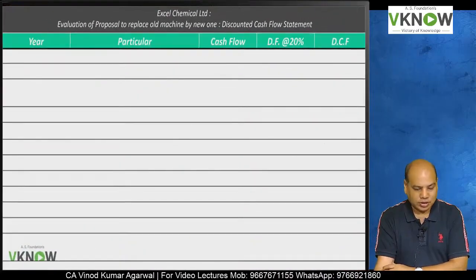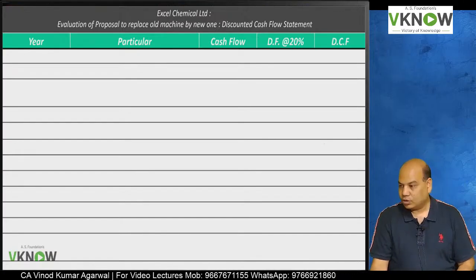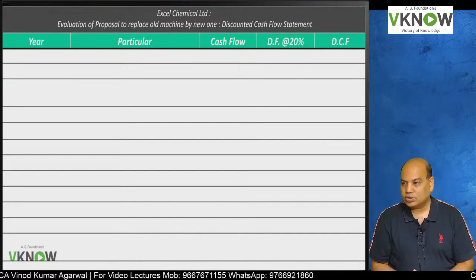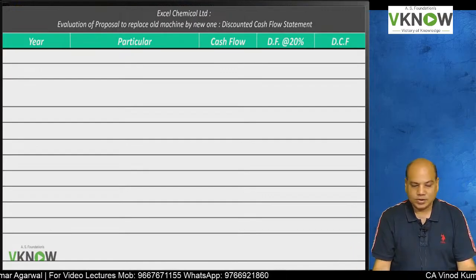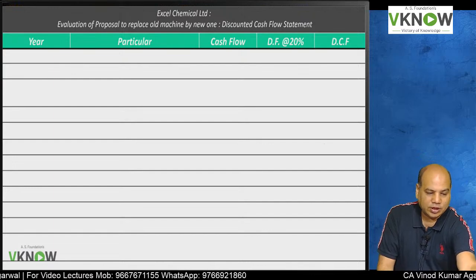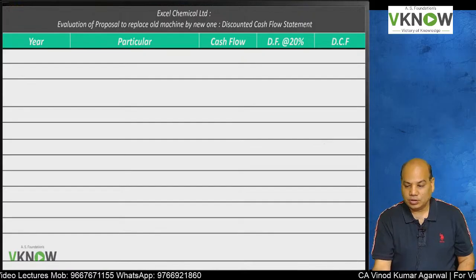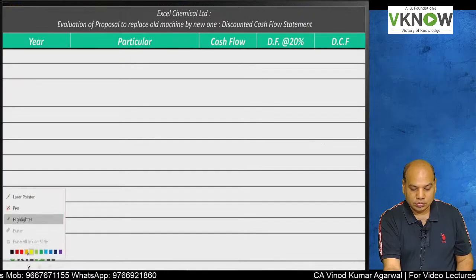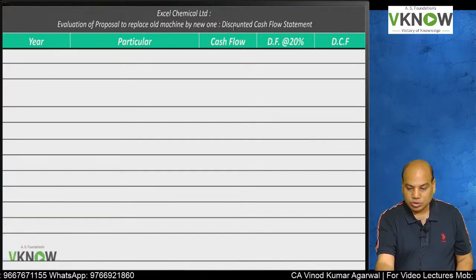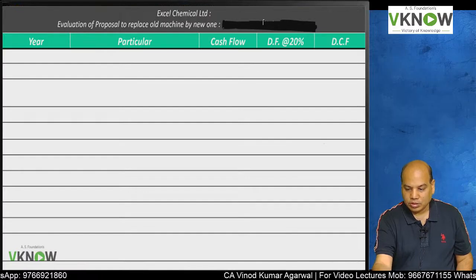My dear learned student, write down. First I will draw the main format, followed by a few working notes. Heading, write down the name of the company, Excel Chemical Limited. Are you there? Yes. Evaluation of the proposal to replace the old machine by the new one.